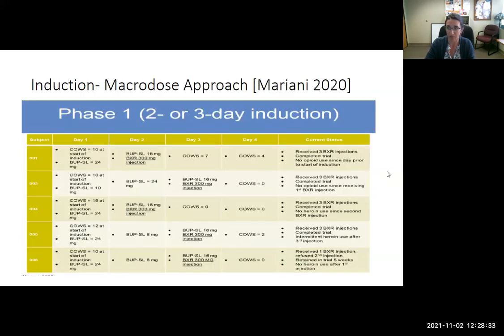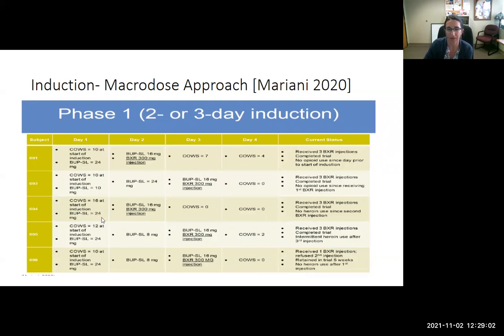And then just to talk briefly about this macrodose approach, this is, I think, what we're kind of turning to more. The evidence is growing, but still small. But certainly with fentanyl, I think a lot of us are turning towards this macrodose idea, which this study, a case series of 5 individuals by Mariani, also published in 2020, looked at.